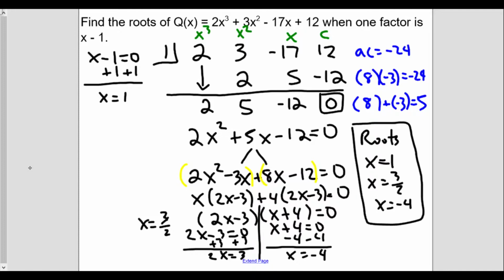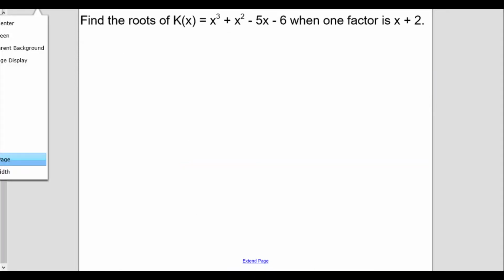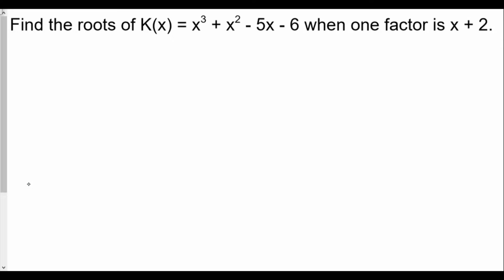Let's try one more problem. Find the roots of k of x, if x cubed plus x squared minus 5x minus 6, when one factor is x plus 2. So we do the same thing we normally do. x plus 2 equals 0. Subtract 2 on both sides. Our first root is x equals negative 2.